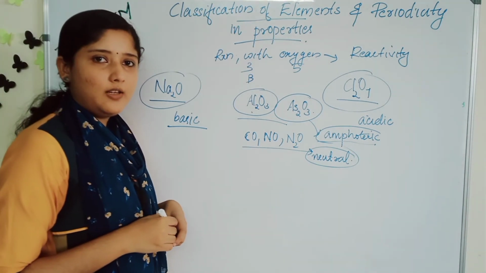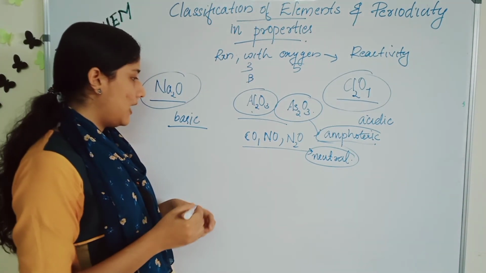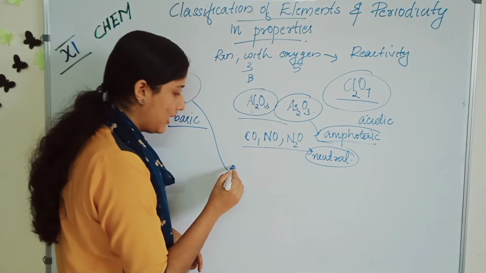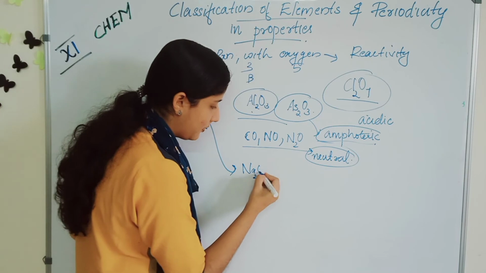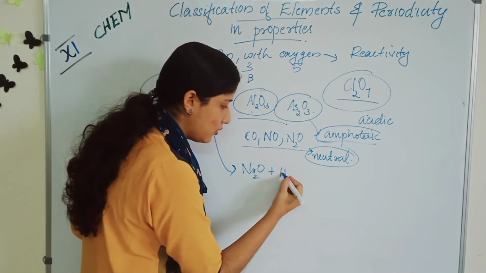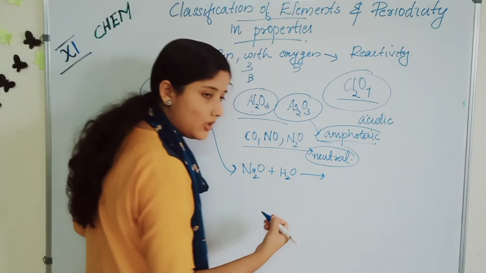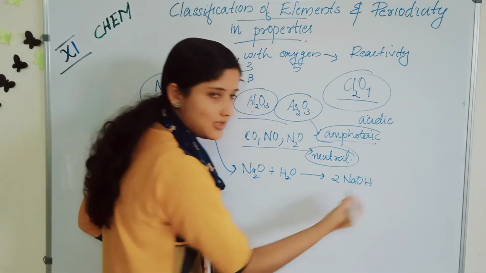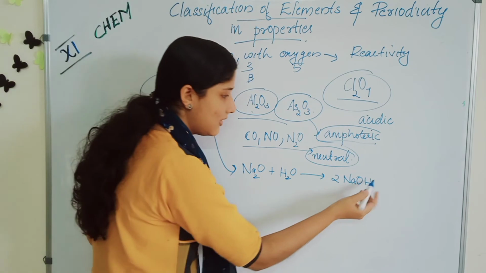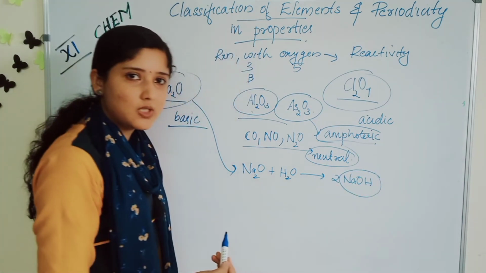We can explain the basic nature of Na2O by reacting it with water. Na2O plus H2O will give you 2NaOH. What is NaOH? It is a base. We can test if it is a base or acid with litmus paper also.